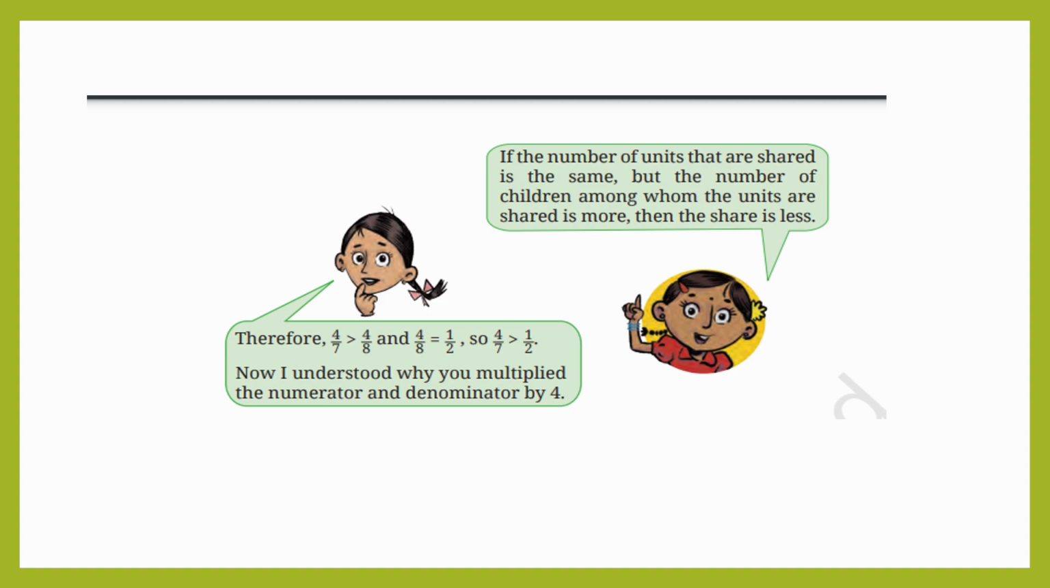If the number of units that are shared is the same, but the number of children among whom the units are shared is more, then the share will be less. Therefore, 4 by 7 is greater than 4 by 8 and 4 by 8 is equal to 1 by 2. So, 4 by 7 is greater than 1 by 2. Now I understood why you multiplied the numerator and denominator by 4.